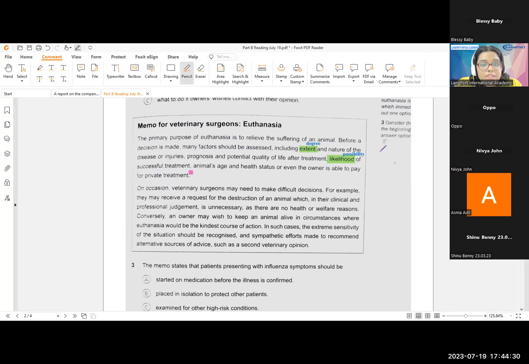Okay, the extent of the disease or injuries, the prognosis of the disease or injuries, if you start a treatment, how will be the quality of life after the treatment is over, and whether there is a possibility for a successful treatment, the age of the animal, the health status, and whether the owner of that animal has the ability to pay for the treatment.